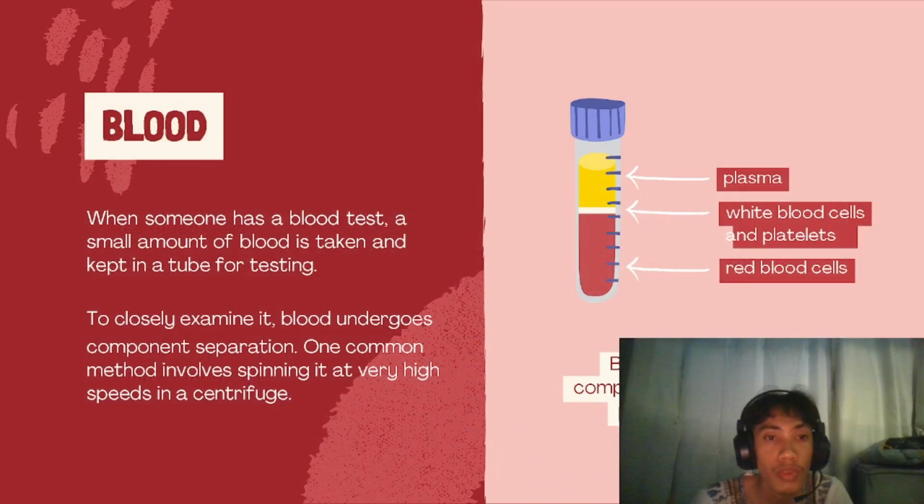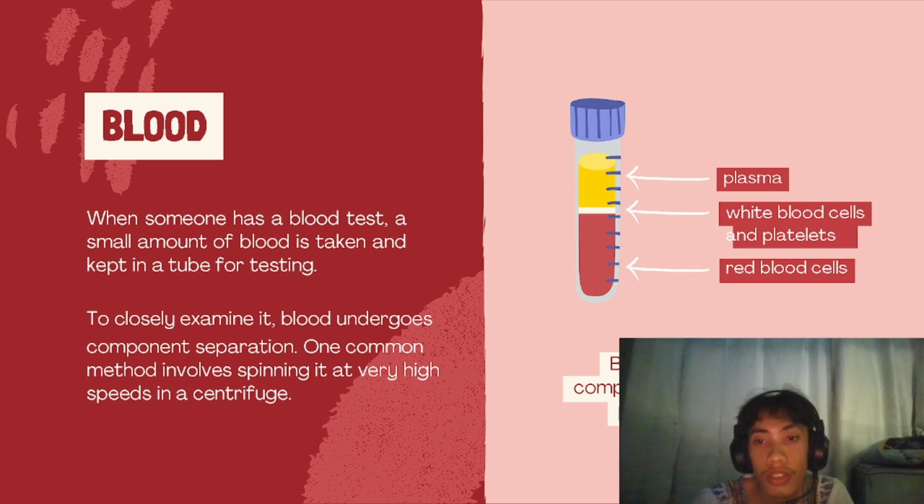Also, when someone has a blood test, a small amount of blood is taken and kept in a tube for testing. To closely examine it, blood undergoes component separation. The common method involves spinning at a very high speed in a centrifuge.